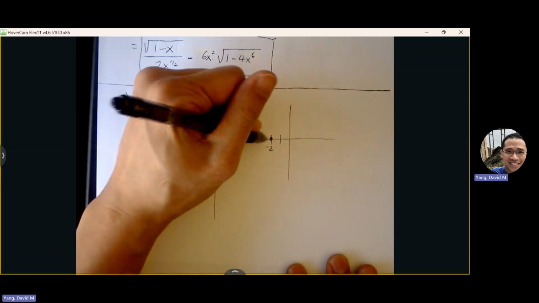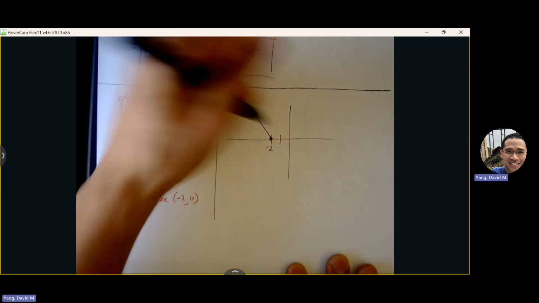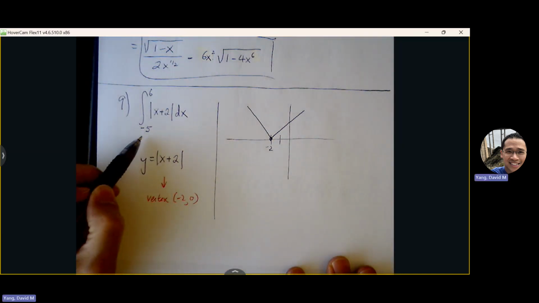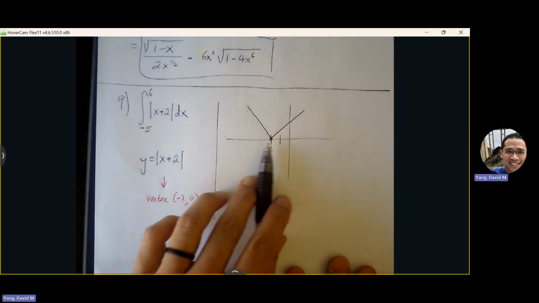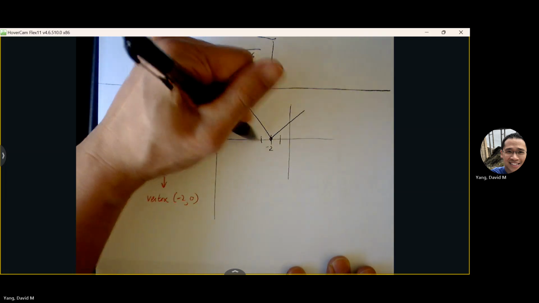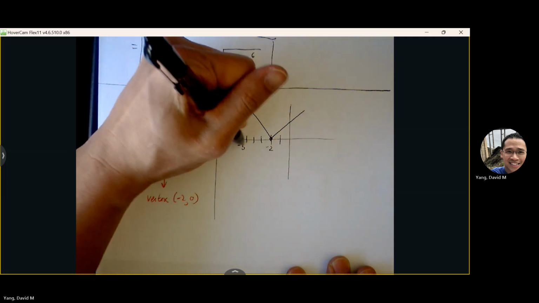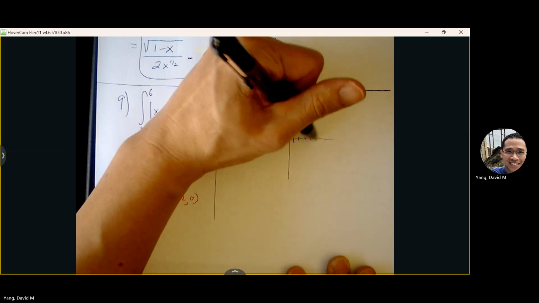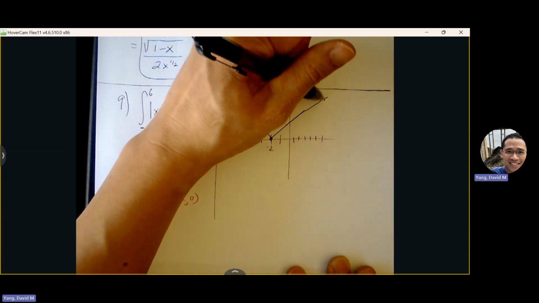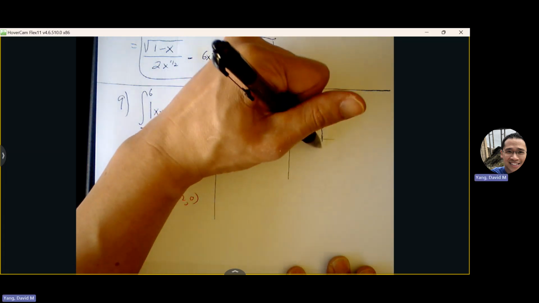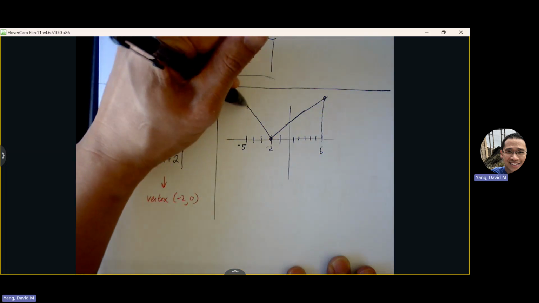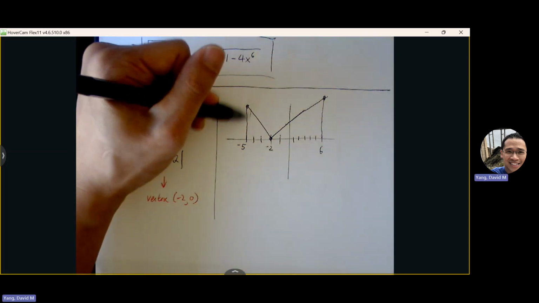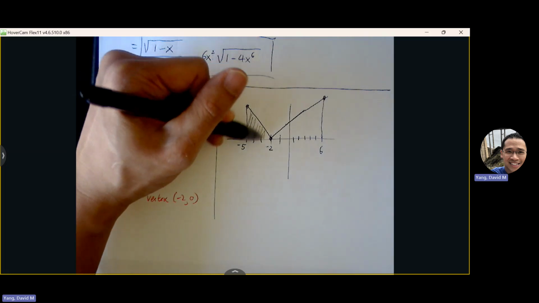So from -2, you're going to extend your graph in both directions in the shape of a V. And you're going to go all the way to -5 to the left and all the way to 6 on the right. You don't have to be super accurate. As long as you have the basic shape, you can use the function to help you find the dimensions. So we see two right triangles form.